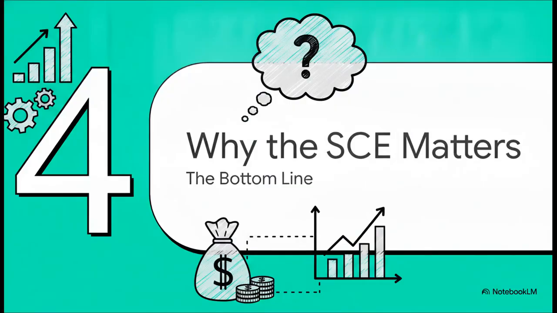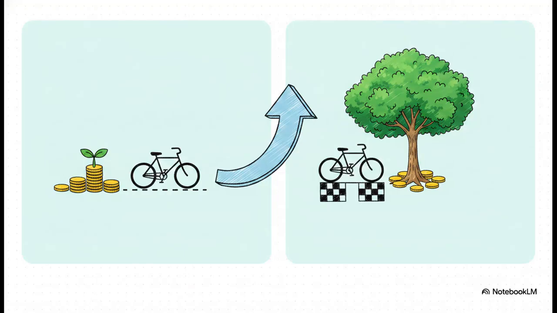Which brings us to Section 4. Why the SCE matters, the bottom line. Now, you might be wondering why we track this so rigidly. What's the point? Well, it all comes down to this contrast. Comparing your beginning of period equity with your end of period equity reveals the true growth trajectory of your business. It's a vital diagnostic tool. It literally proves that all your hard work pedaling is actually getting you closer to your financial destination.